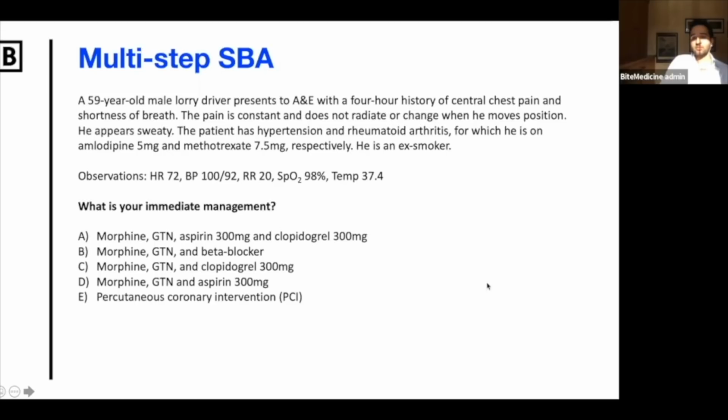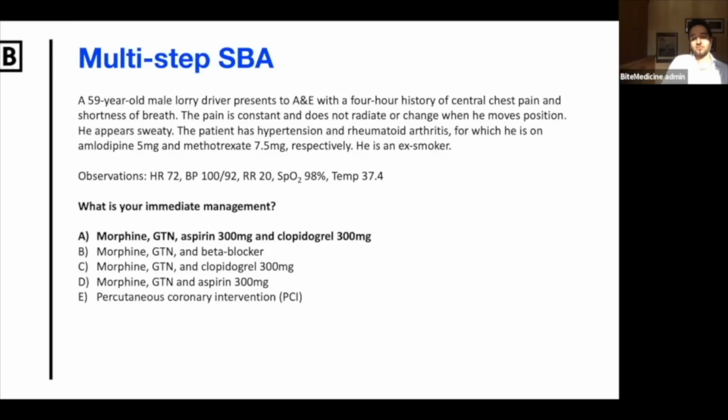We're getting A's, we're getting D's, A, D, A, D. Okay, so let's have a look at the answer. A. Good. So on the whole, this is going to be our first line management. So morphine for pain relief, a couple of puffs of GTN. So this causes vasodilation of your coronary arteries, and then dual antiplatelets. MONA, exactly. And what is MONA?